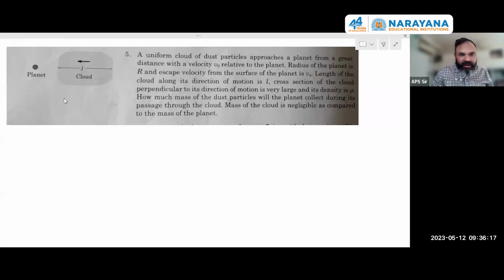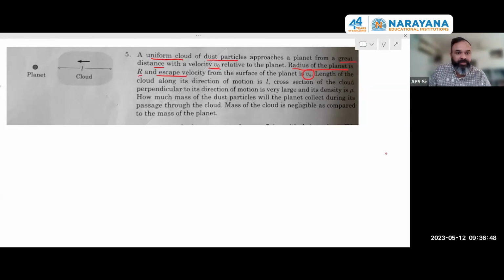The problem says that you have got a planet and there is a uniform cloud of dust particles. This is the cloud. This cloud is approaching this planet from a great distance with a velocity v0 relative to the planet. So we are in the frame of reference of the planet. Radius of the planet is r, and the escape data, try to note very carefully. Escape velocity from the surface of the planet is ve.